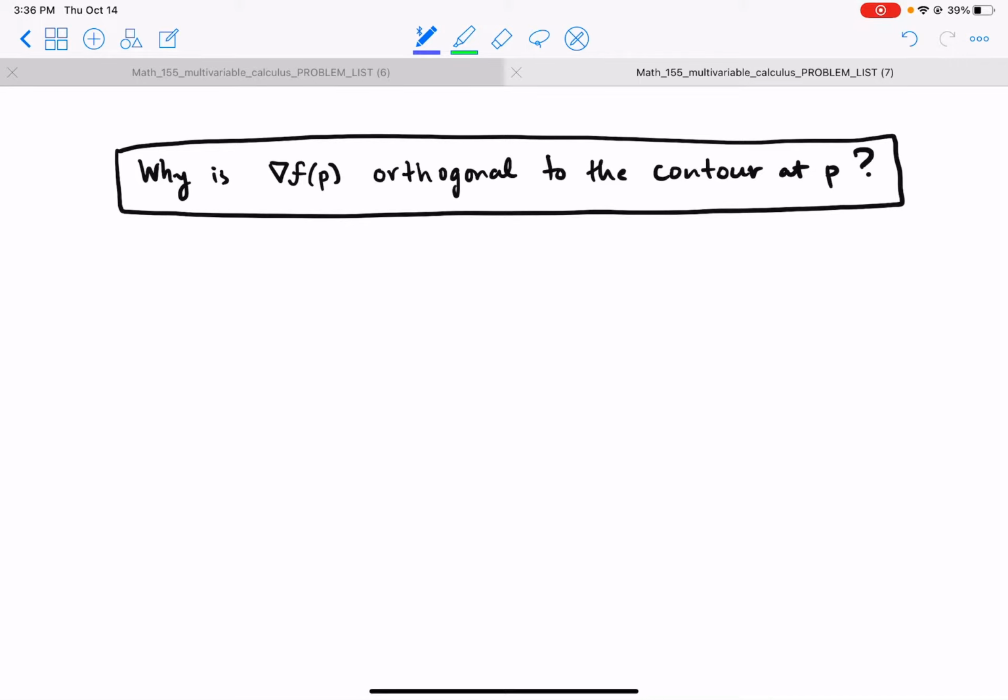Why is the gradient grad f at P, this vector, why is it orthogonal to the contour at P? Okay, so somewhere in our input space is a point P, and there is a vector there called the gradient of f. Well, this would be a map, and then this would be a specific vector at the point P. So grad f evaluated at P is a vector.